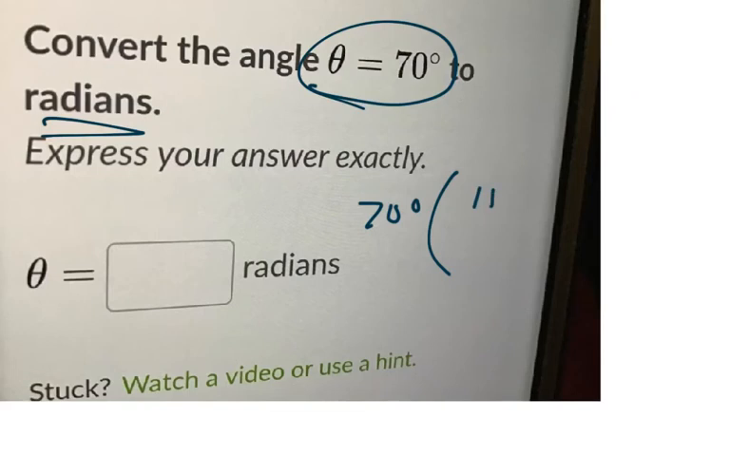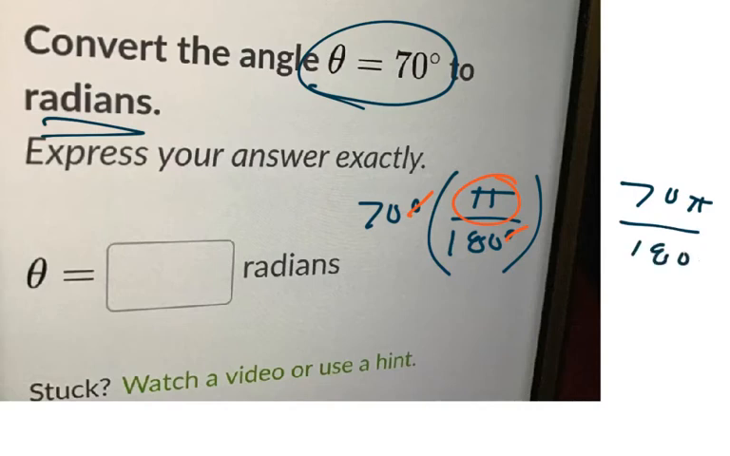So I know there's pi radians and 180 degrees. How do I know I did it right? Well, notice how the degrees over the degrees cancel out, and I'm left with pi radians. So what I have is really 70 pi over 180. I'm going to divide by 10 to cancel out the zeros. So I have 7 pi over 18 radians.